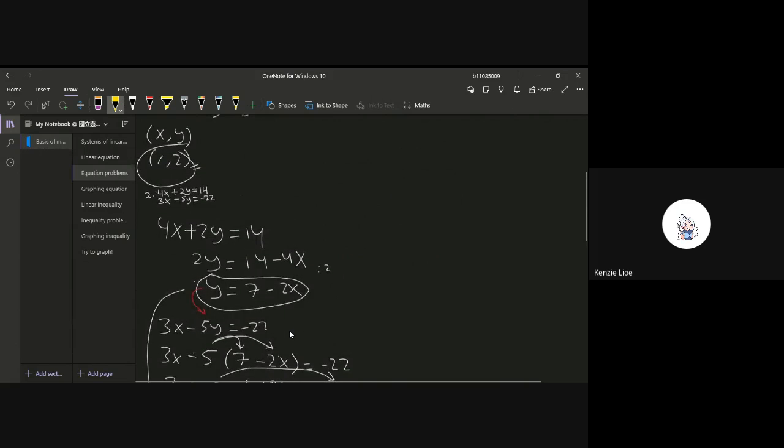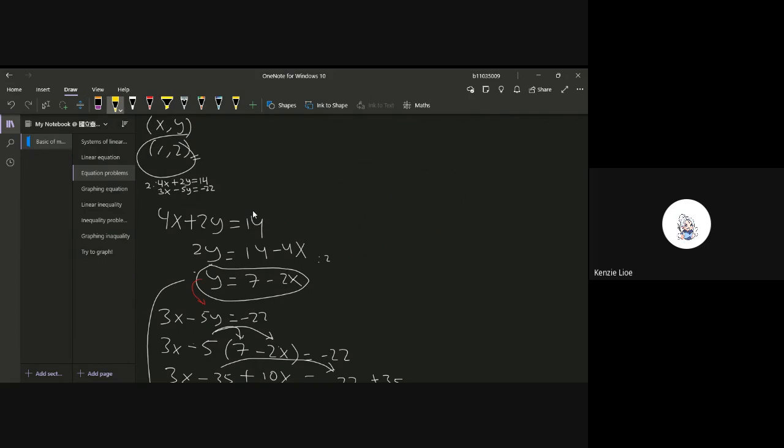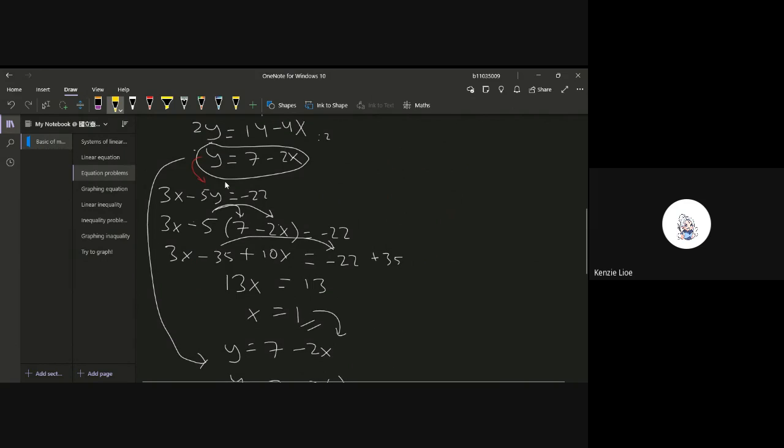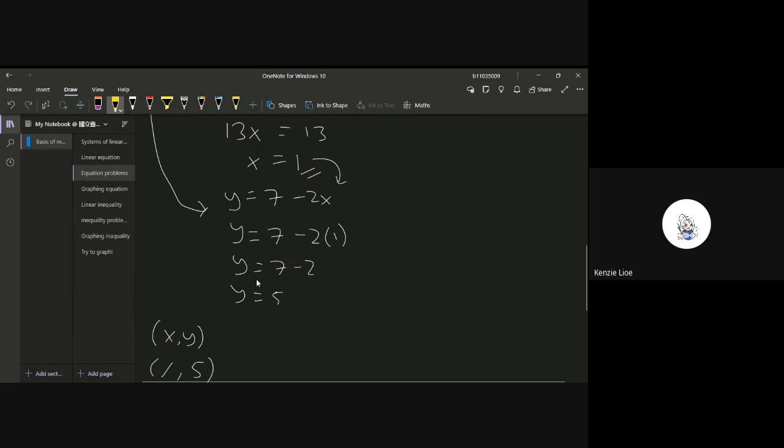And then for this part, I use the substitution method. So for the substitution method, you want to substitute y or x. So you want to choose one equation. You want to find the y or find the x, and then you can plug in the y into the other equation, so you can get x, and then you can get the y.